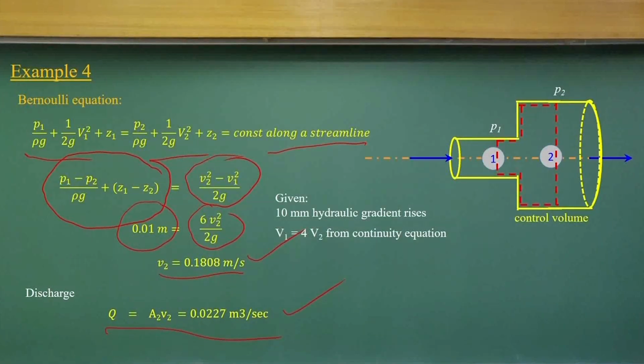So, this way it is a very easy problem. Only you have to look that it has given the hydraulic gradient rise. That means it is representing the pressure head and the elevation head. These two we are including. When you put two piezometers, what will be the rise? Because of that, we have the 10 mm hydraulic gradient rise, and that is what we substitute.